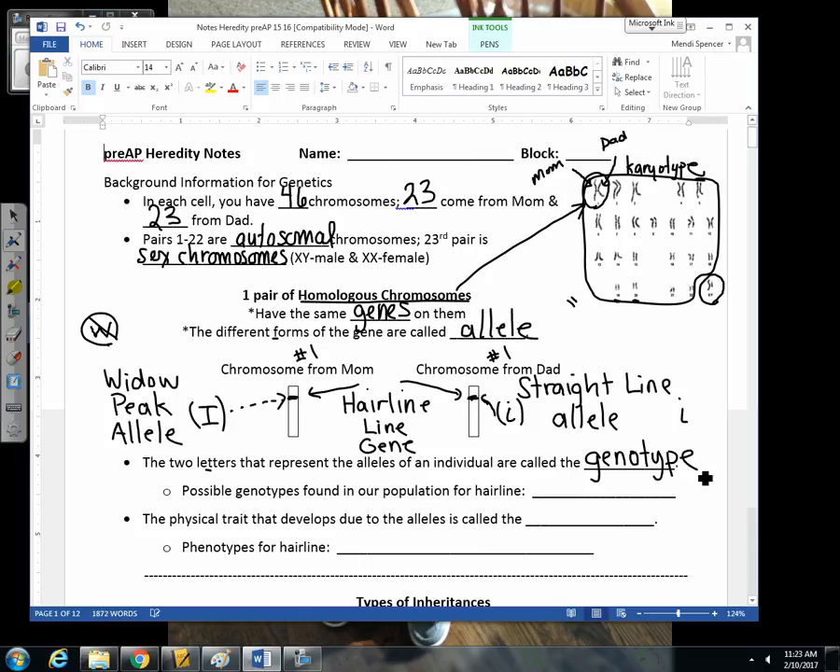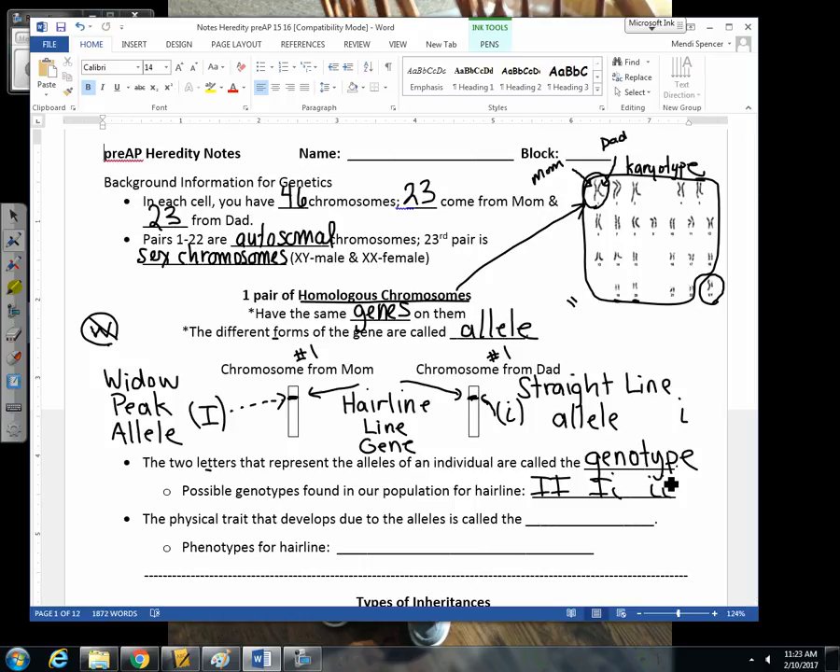So if I say identify the genotype, you're going to write things like this. Big I, big I. So some people have two alleles that they inherited, both for widow's peak. Some people got an allele for widow's peak, and their other one codes for straight hairline. And there are some individuals in our population that all they inherited from their parents is to have a straight hairline. So there would be little i, little i.